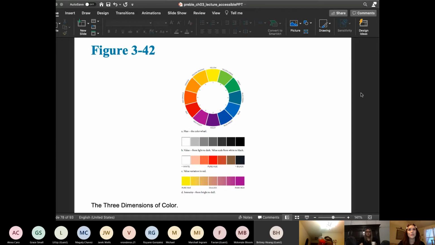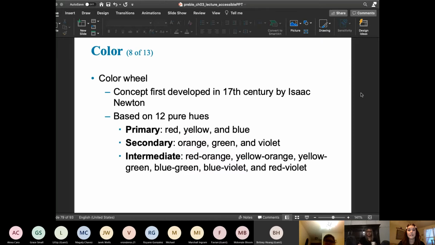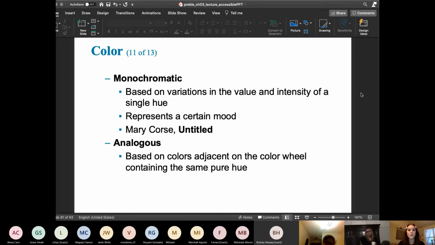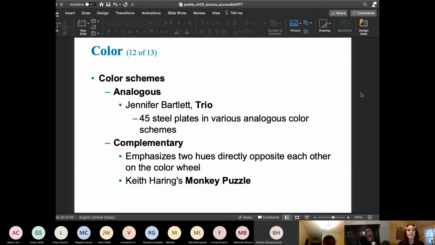And that's called the push-pull of color theory. Color theory didn't come about until after World War II, so it's a fairly new concept for us.